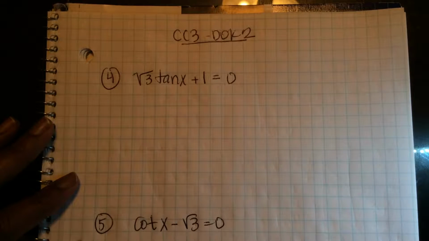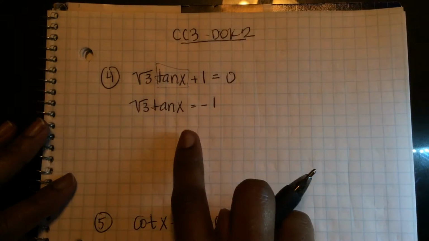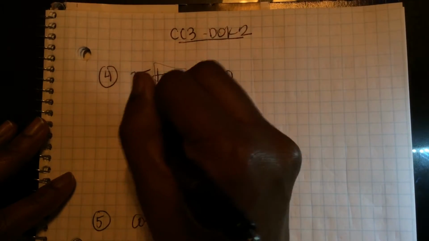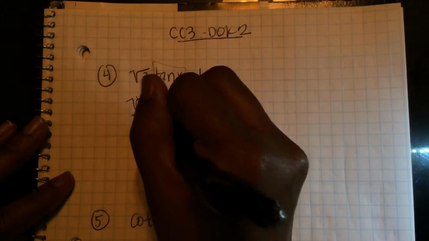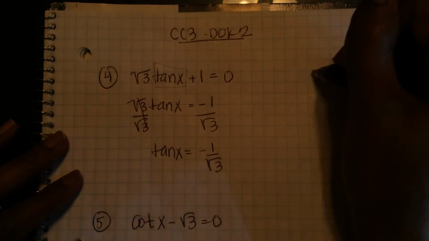Okay, here's a couple more examples from DOK2 CC3. So once again, we need to isolate this trig function. I'll start by subtracting 1. Square root of 3 times tangent x equals -1. Divide by square root of 3. Tangent x equals -1 over square root 3.